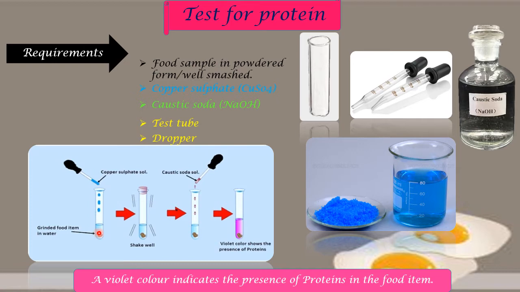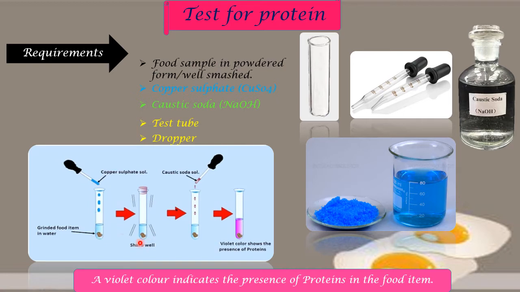After taking it in the test tube, the first thing that you have to add is copper sulfate. Take the dropper, take a few drops of copper sulfate solution from the beaker, and drop it inside the test tube. Five to ten drops is enough. Drop it inside, and then shake it well.